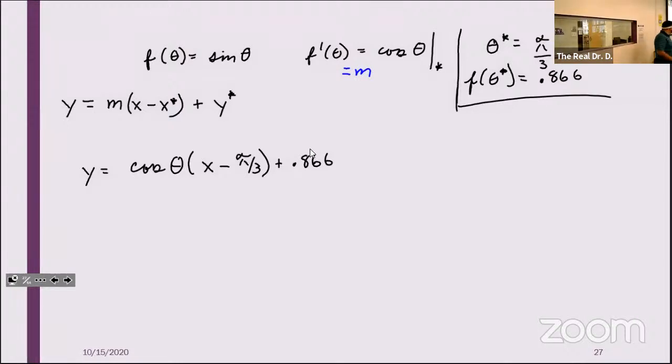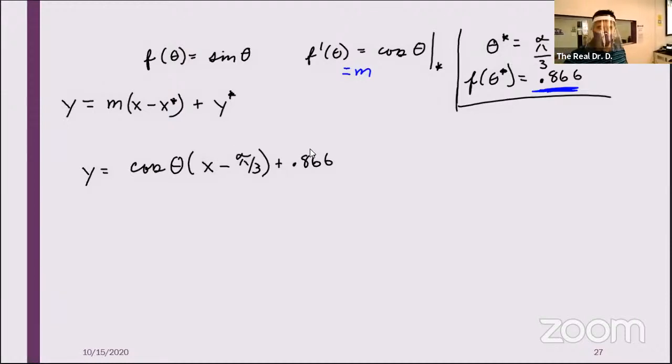Watch what happens if you plug in pi over 3. You get 0.866. What's sine of pi over 3? Right here, it's 0.866. So at the point that we are nominal at, we are perfect. We have a perfect model there. Why? Because the line intersects the curve there. What happens when we get further away? We'll talk about that in a second.